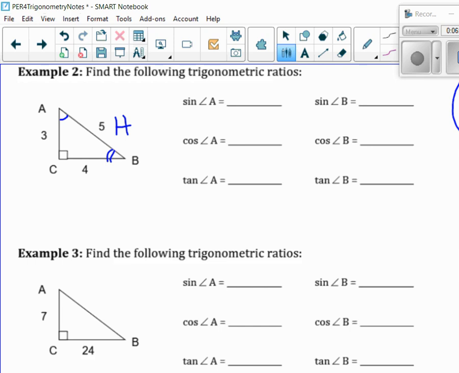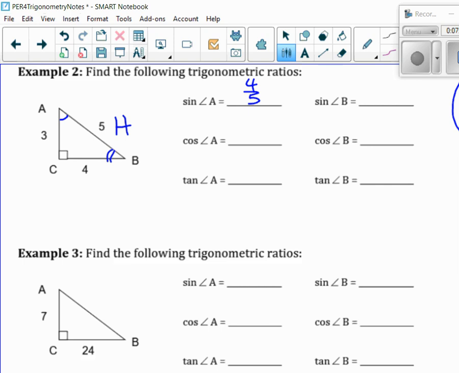So who can tell me what sine A is equal to? Remember, sine is opposite over hypotenuse. So if we look at A, which one is opposite to A? 4, and which one's the hypotenuse? 5. So that means this is equal to 4 over 5. See how I'm doing this?